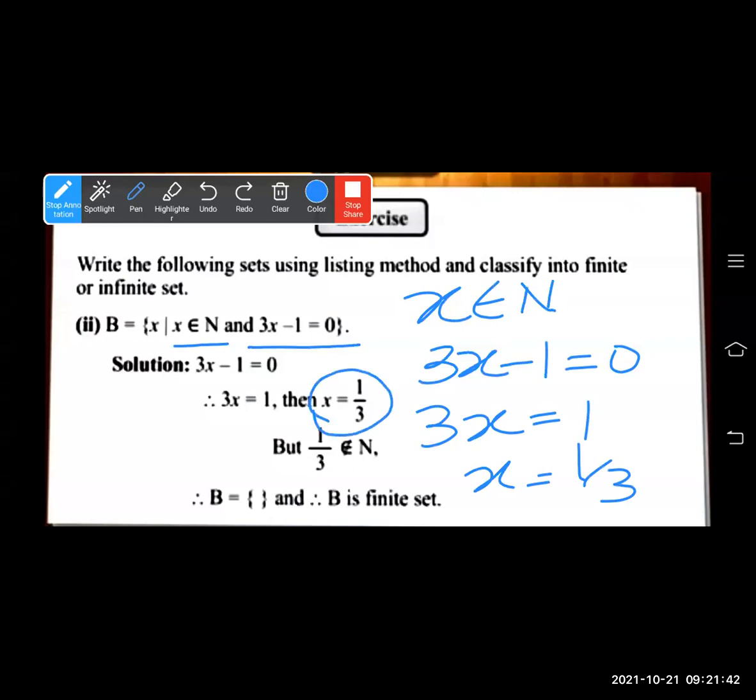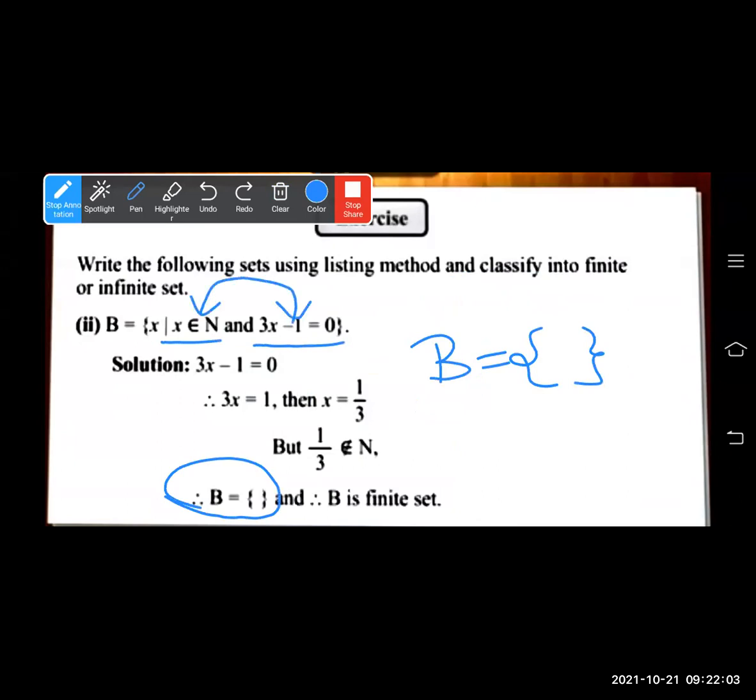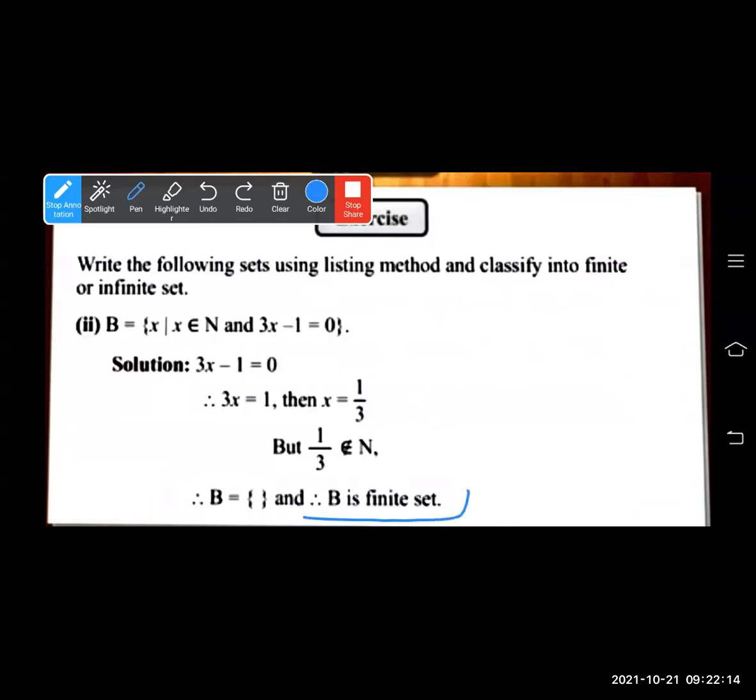When you get x is equal to 1 upon 3, is 1 upon 3 a natural number? No, 1 upon 3 is not a natural number. So we have to write like this: 1 upon 3 is not an element of natural numbers. Therefore, B is equal to the empty set. That means it is not possible: x belongs to natural numbers and 3x minus 1 equals 0. These two conditions are not matching each other. Therefore, the set is an empty set. And when a set is an empty set, you have to write that it is a finite set because it has zero elements. Zero is also a finite number.